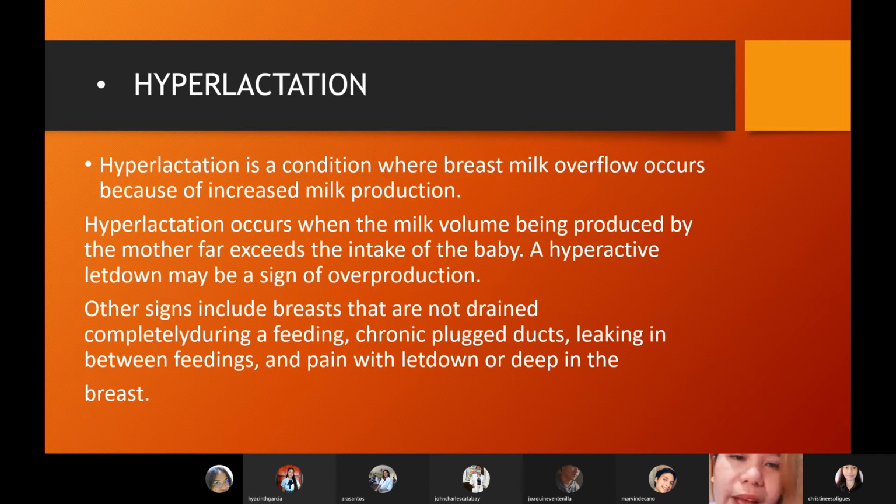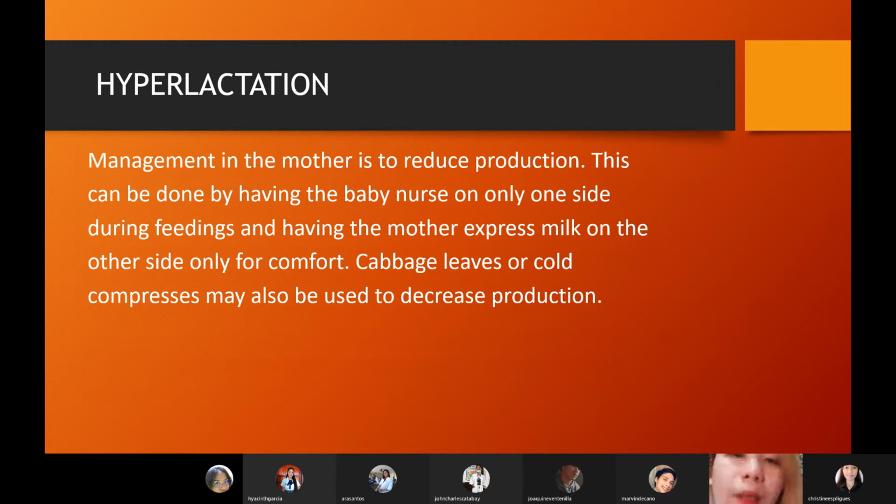A hyperactive letdown may be a sign of overproduction. It can be managed by having the baby nurse on only one side during feedings and having the mother express only. Cabbage leaves can also be used to decrease the supply.